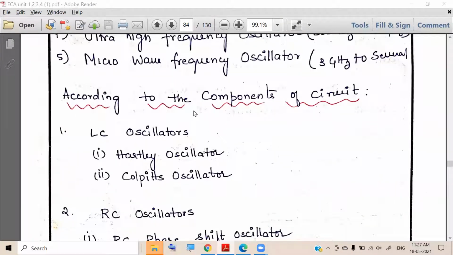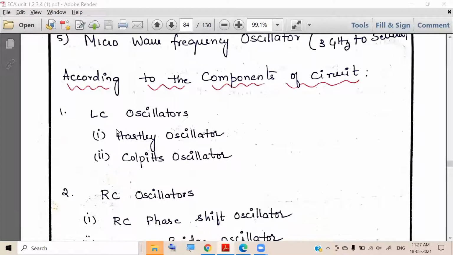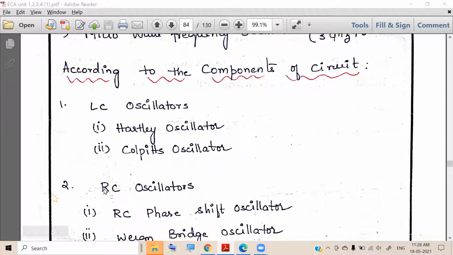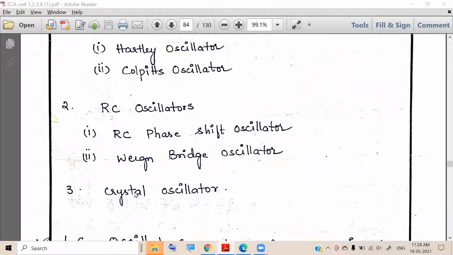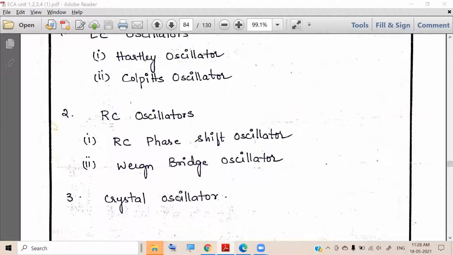In the feedback path, we have a classification according to the components that we are using. First, if you are using inductors and capacitors, those oscillators are called LC oscillators. If you are using a resistor and capacitor in the feedback path, those oscillators are called RC oscillators. And if you are using a quartz crystal, then it is a crystal oscillator.